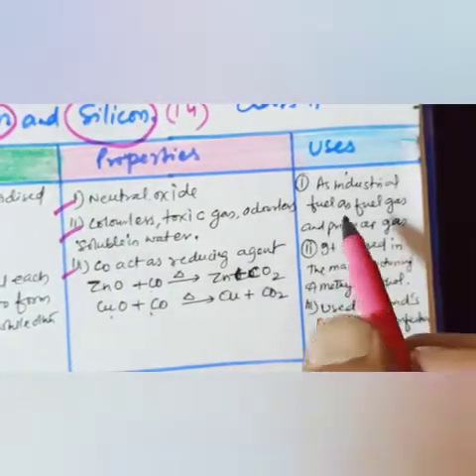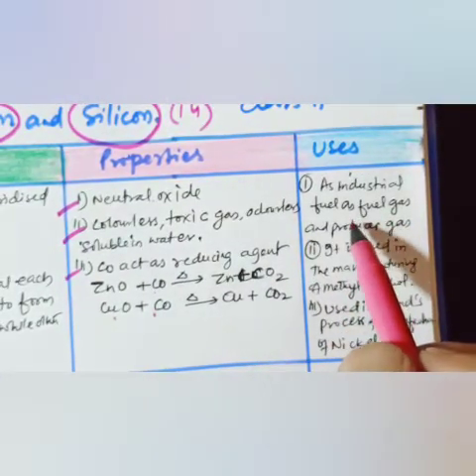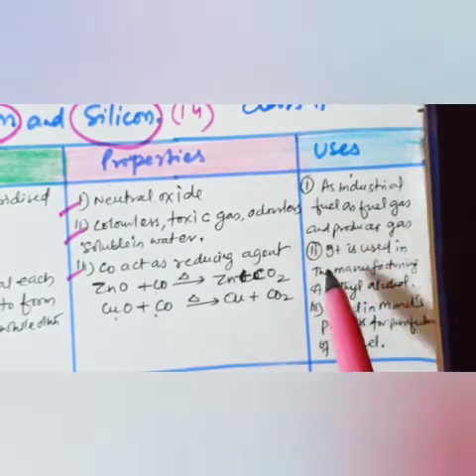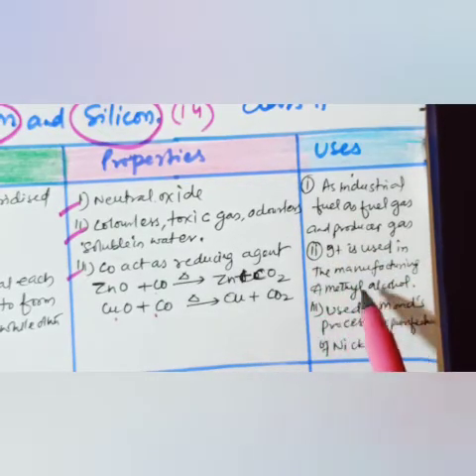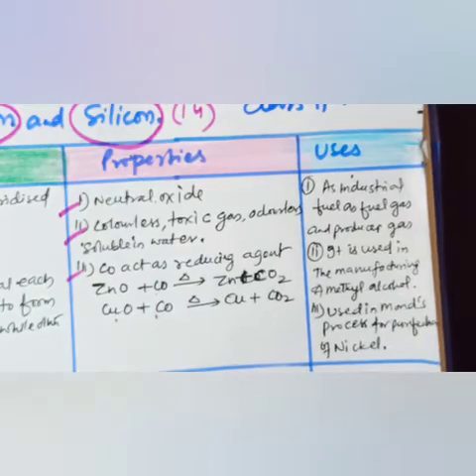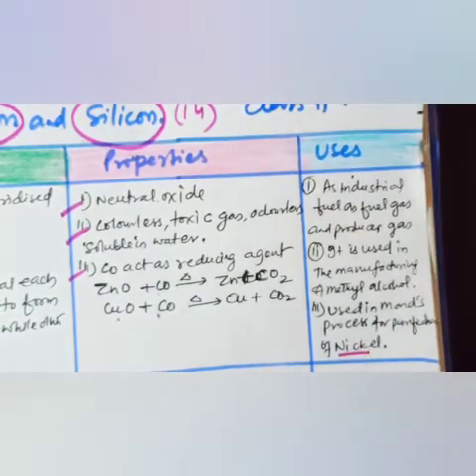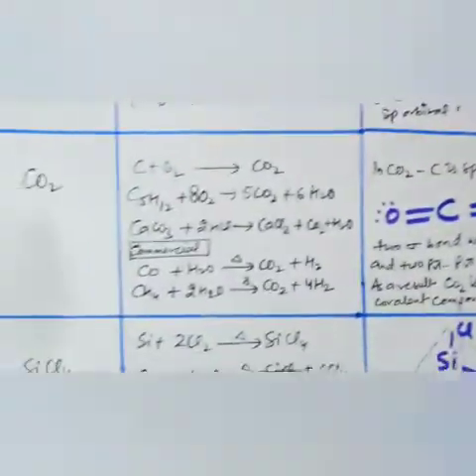Its uses: it is used in industry as a fuel gas and producer gas. It is used in the manufacturing of methyl alcohol also. It is used in the Mond process to purify nickel from nickel tetracarbonyl. So these are the basics of carbon monoxide.